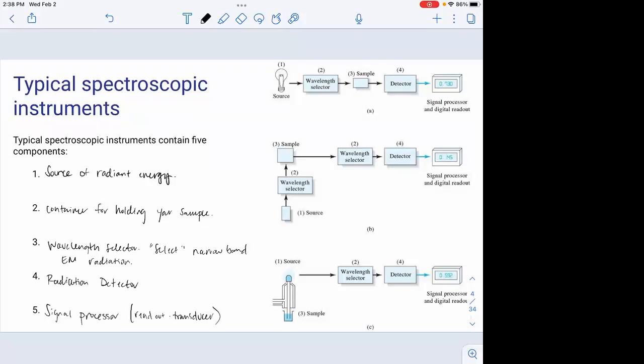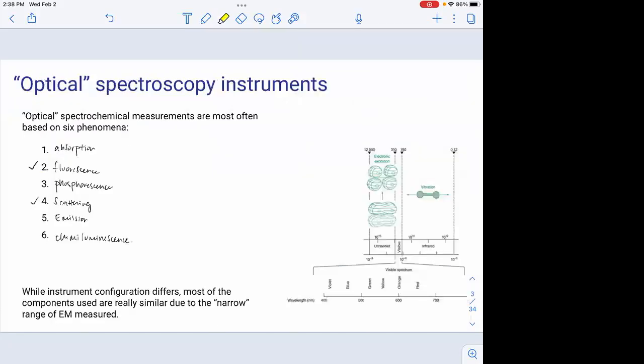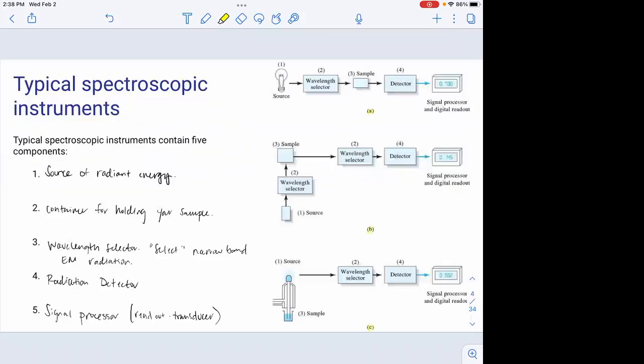Take a look over on the right-hand side of this slide, and there are 3 panels, A, B, and C. I want you to pause the video for a minute and determine what kind of measurement from this list is being made by each instrument in each panel.